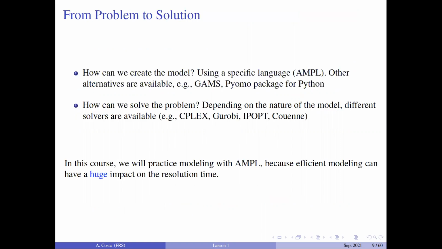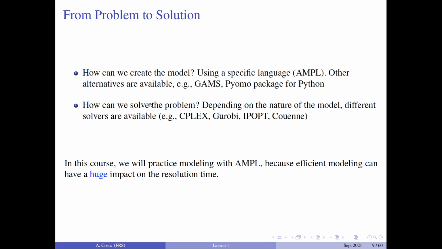Okay, how do we create the model? As I said, in this course, we will be using the language AMPL, that means a mathematical programming language, no surprise, but there are other software. One is Pyomo, a package for Python, there is GAMS, there are others. So it's not the only one.